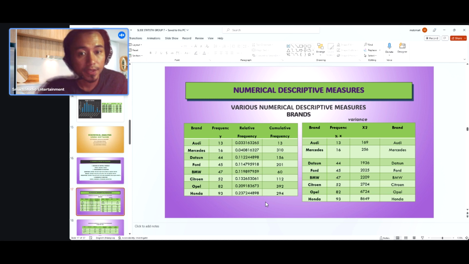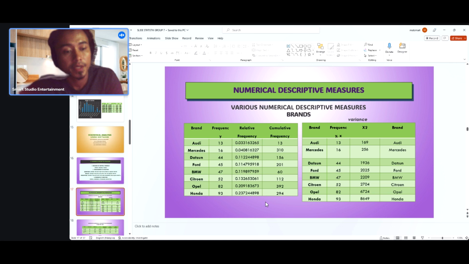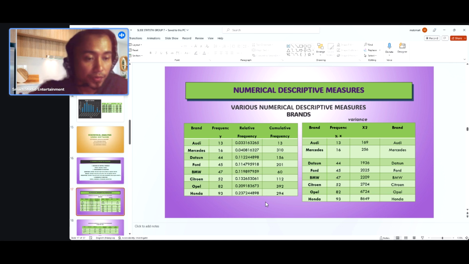Various numerical descriptive measures for brands. Look at the two tables. In table number 1, look at the brands Audi, Mercedes, Datsun, Ford, BMW, Citroen, Opel, and Honda. In that table you have frequency, relative frequency, and cumulative frequency. The variance for brands has frequency, X and Y, X squared, and brands. You can look at the table.